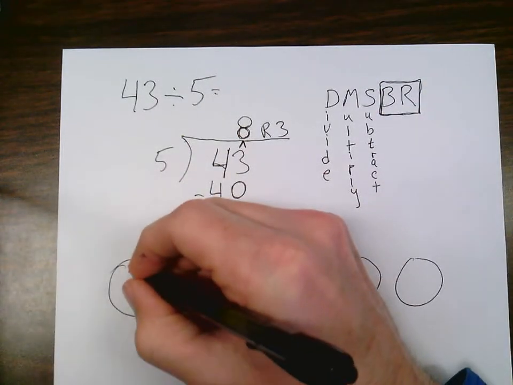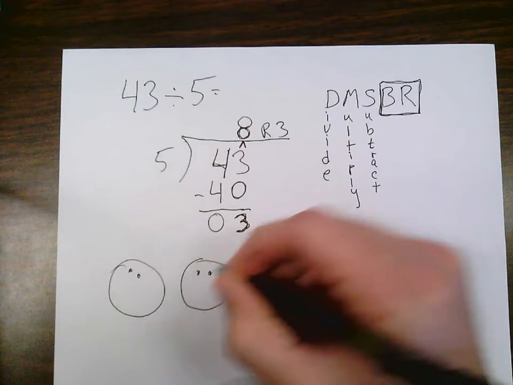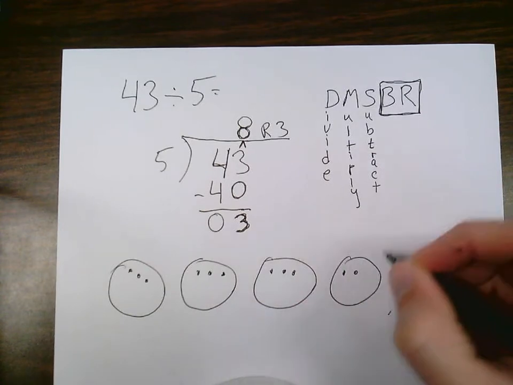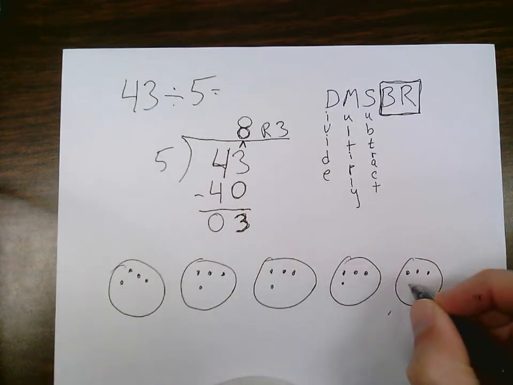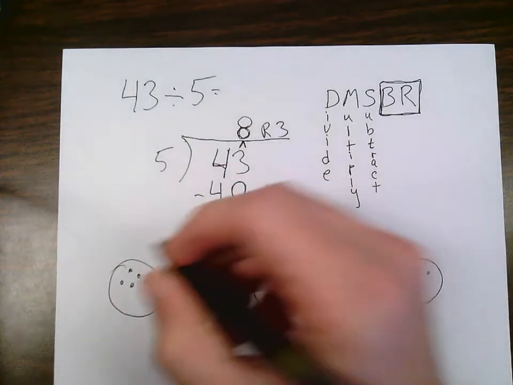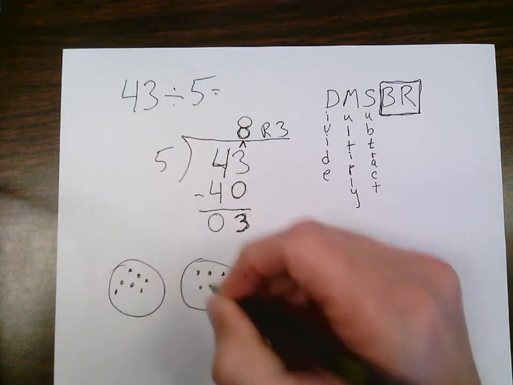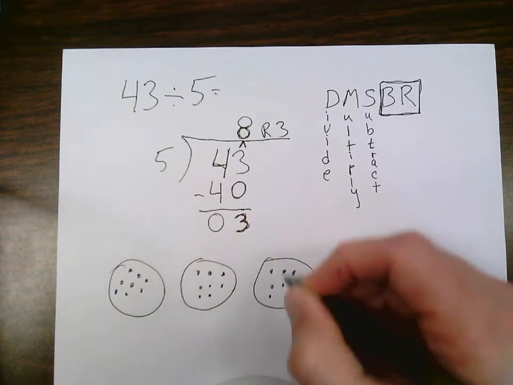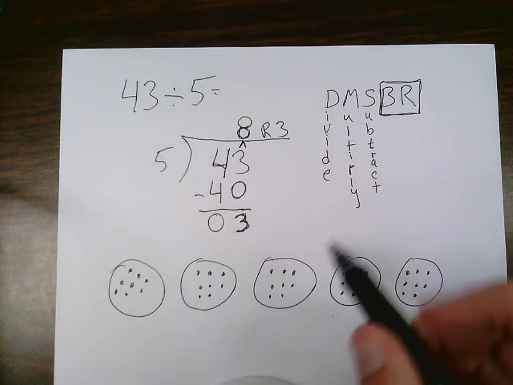So put 1 in here, 2, 3, 4, 5, 6, 7, 8, 9, 10, and so on, counting all the way up to 36, 37, 38, 39, 40. So that was 40, and I have 3 of them left over.